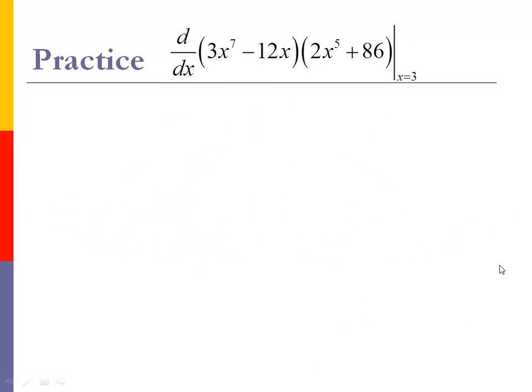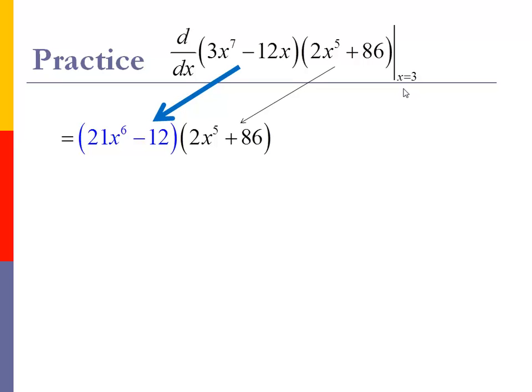Okay, so now on this one, our final example here for the product rule, what I'm looking at is this other notation right here, this vertical bar with x equals 3. Basically what we have here is a two-step process. We have to do the derivative on the expression. When we do the derivative, then we're going to evaluate at 3. So we're going to plug 3 in for our x's, but that's after we do the derivative. Don't plug in before doing the derivative, plug in after.